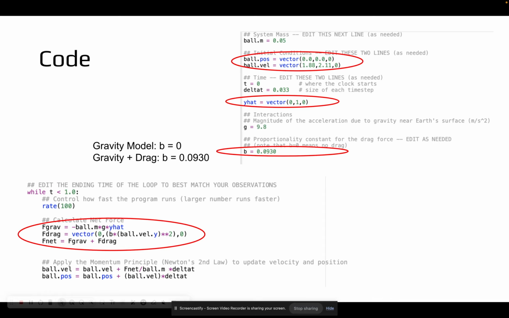And then to calculate our net force for the model with drag, we would use this formula down here, which is F gravity is equal to negative mg times y hat. And then the drag formula is the vector pointing in the y direction of the formula for drag, which is b times the velocity y squared in the y direction, of course. So for the model with only gravity, b would be set equal to 0, whereas for the model including drag, b would be set equal to the proportionality constant.